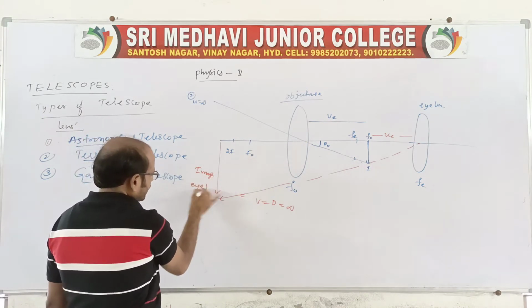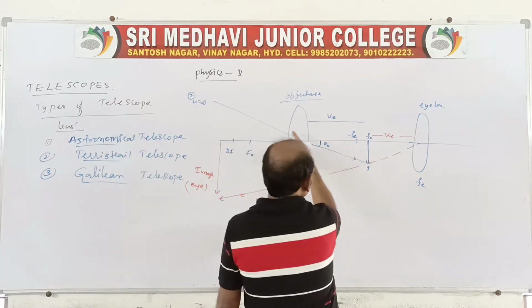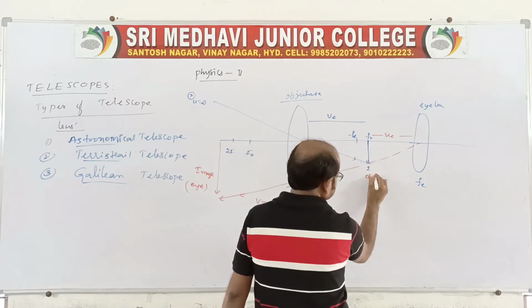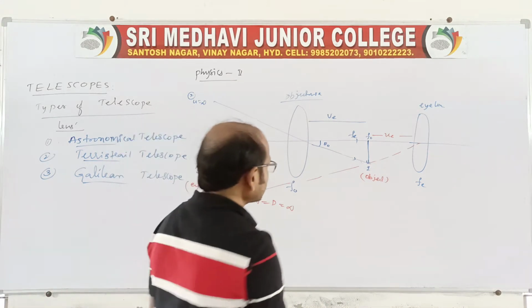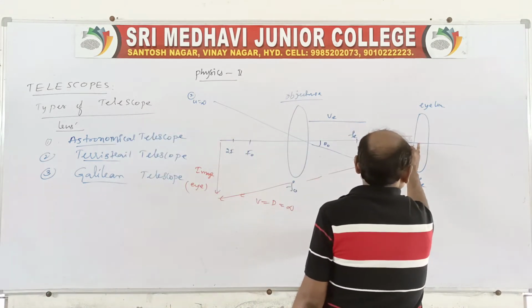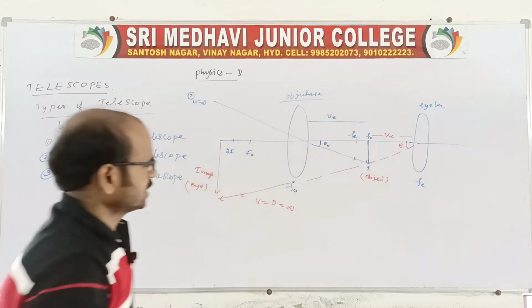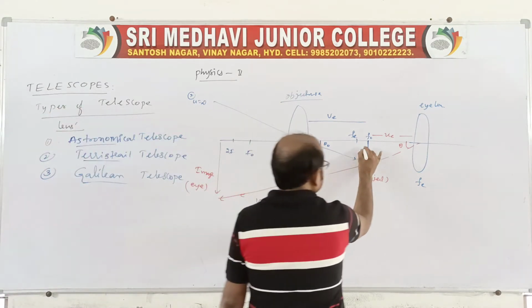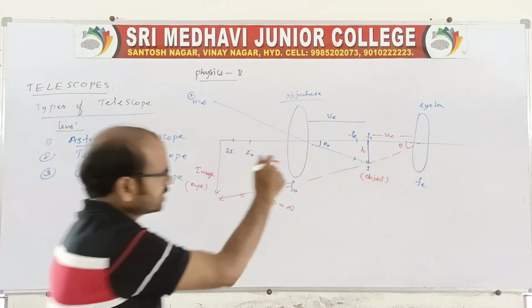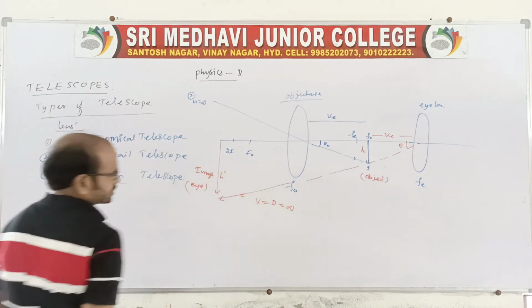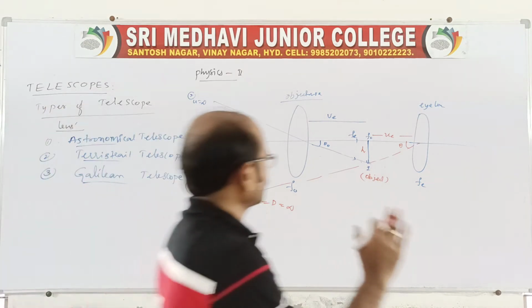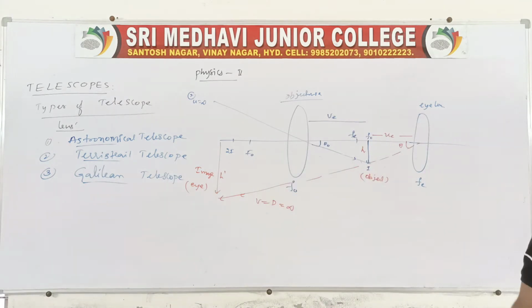You write here, eye lens. This one is formed by the objective lens. Clear? The objective lens forms this, which makes an angle theta. Now this is the height of the object for that lens, and this we can say is the image height h dash, which is formed by the two lenses. I think the ray diagram is very clear.